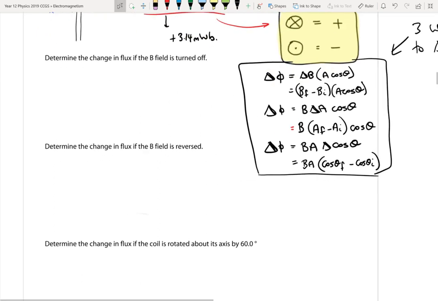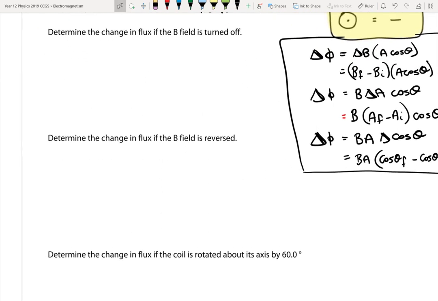Okay. All right. So let's determine the change in flux if we were to turn off the field. So delta flux. We're going to go, what's changing? It's delta B outside of A cos theta, which is B final minus B initial.